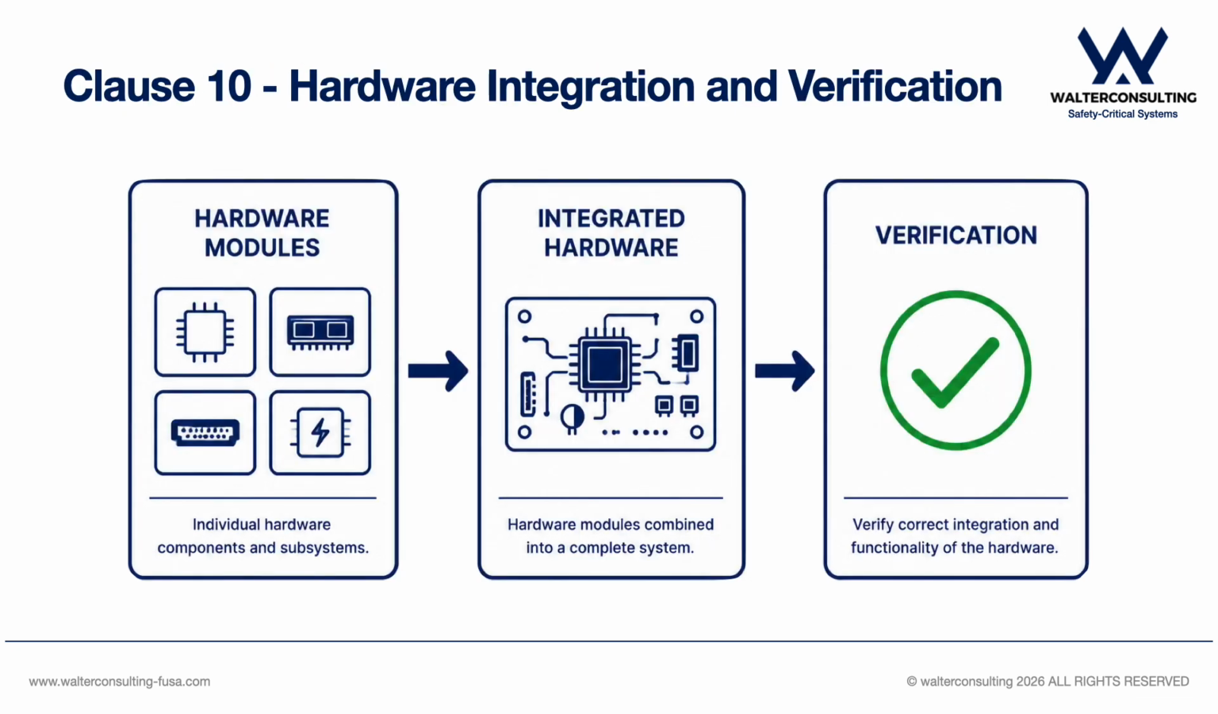The final major activity in Part 5 is hardware integration and verification. Individual hardware elements are combined into the complete hardware solution. Verification activities then provide confidence that the integrated hardware satisfies its specified safety requirements. This represents an important milestone before the hardware becomes part of the complete system. Now that we've explored the individual clauses, let's see how they fit into the overall ISO 26262 lifecycle.